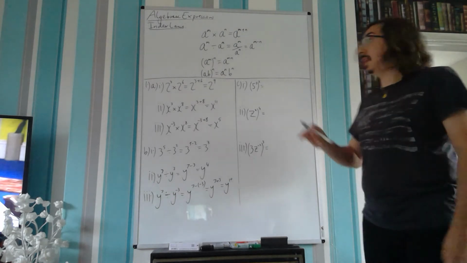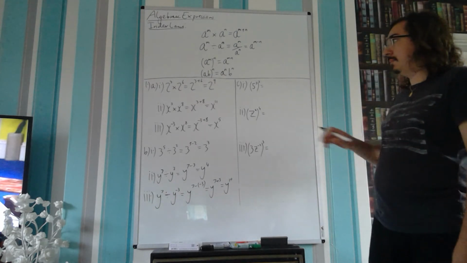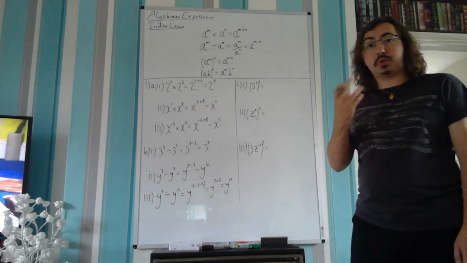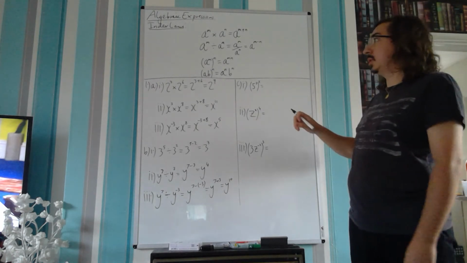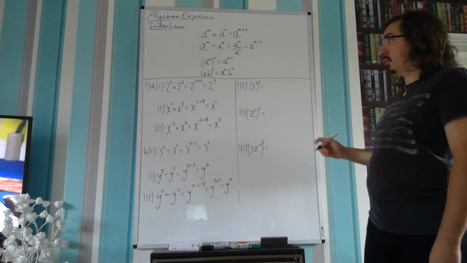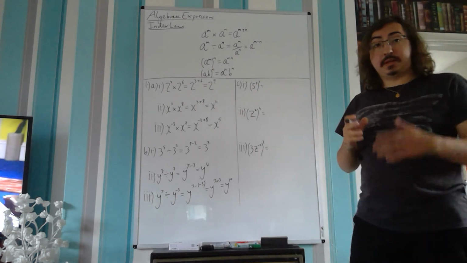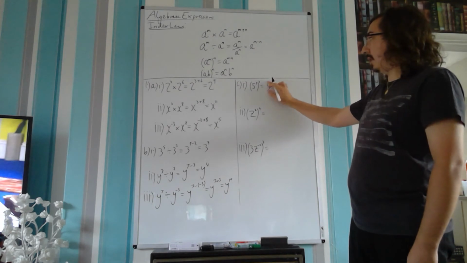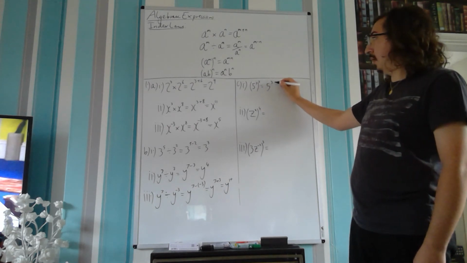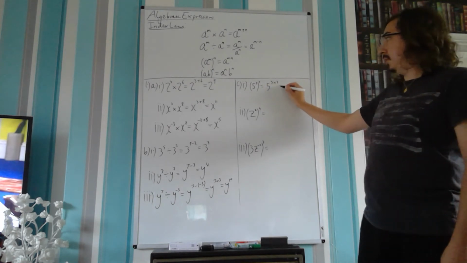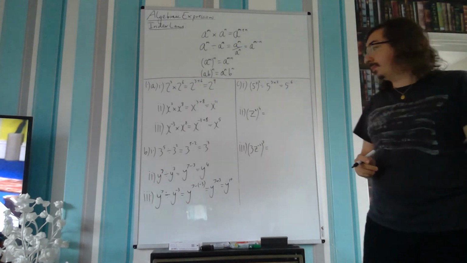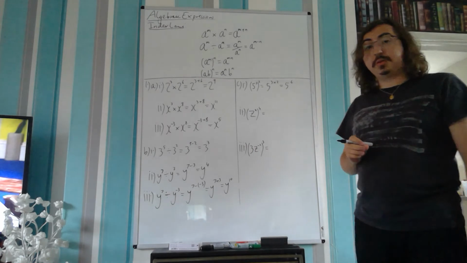Let's have a look at C then, which is going to use some of the last rules. If we've got our brackets, we've got 5 cubed all squared, or all to the power of 2, so this is going to use the third rule. And the third rule says if you've got the brackets there, you can multiply the powers. So we've got 5 to the power of 3 times 2, which is the same as 5 to the power of 6.